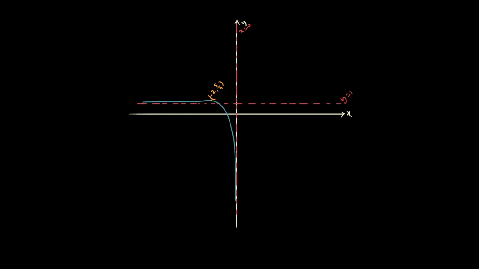Now what happens for values of x that are greater than 0? We end up with something like this. As we keep on increasing the values of x, our value of y increases too, but then it slants off at y equals 1. And there you go, we just sketched the curve.